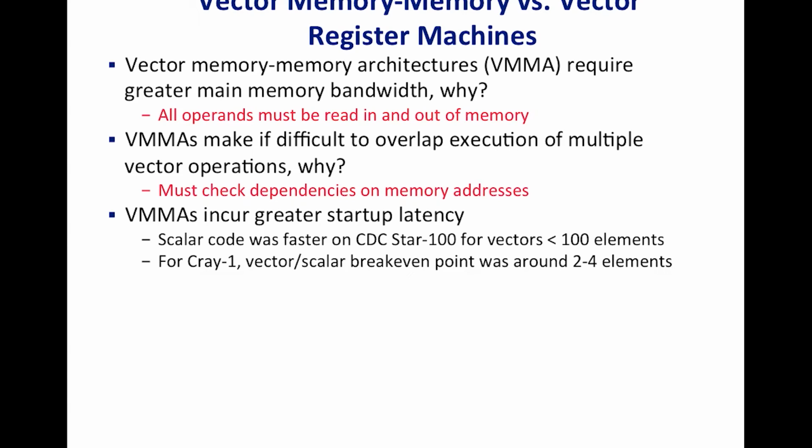Whereas on the Cray 1, basically, like about 2 to 4 elements, it was faster on the vector unit than on the scalar unit. So the compiler had a very easy time of it. Basically, if you saw a loop, you ran it on the vector unit. So it was a very easy thing for the compiler to do, and that would generally be faster.